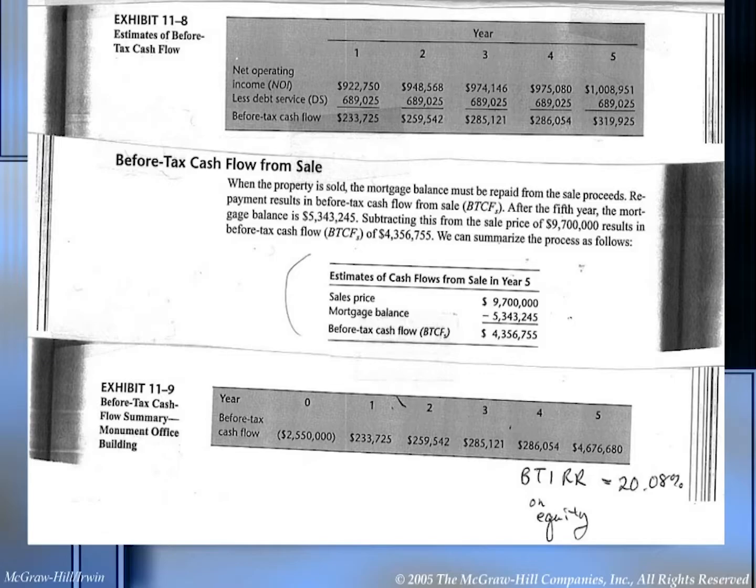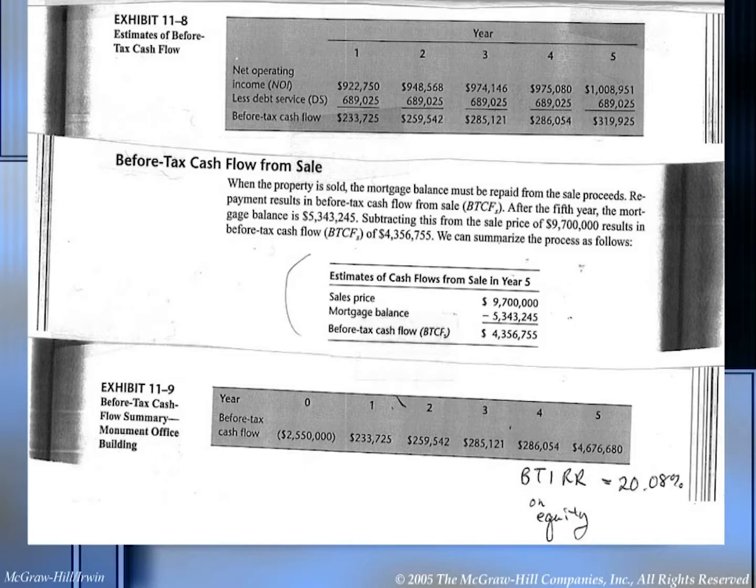Then we're looking for what would be the cash flow from the sale. Okay, well, we previously decided that we were going to estimate the sale price at $9,700,000. Now we have to subtract out the balance of the mortgage at the end of the 5th year, because that's what we're looking at, 5-year holding period, and we get a before tax cash flow of $4,356,755.